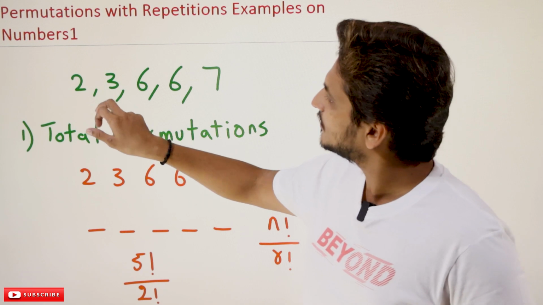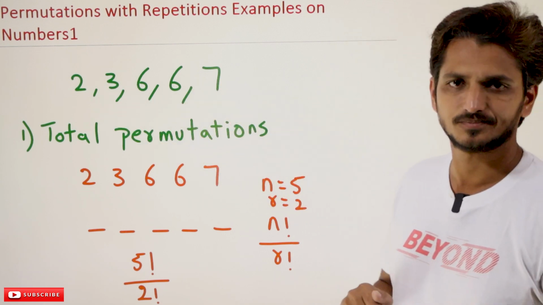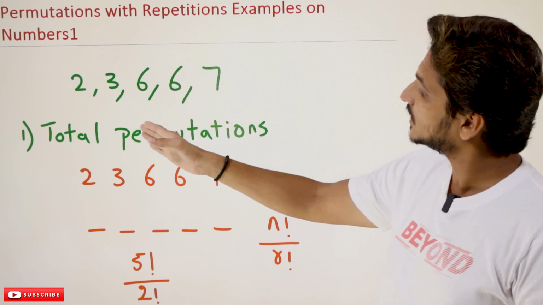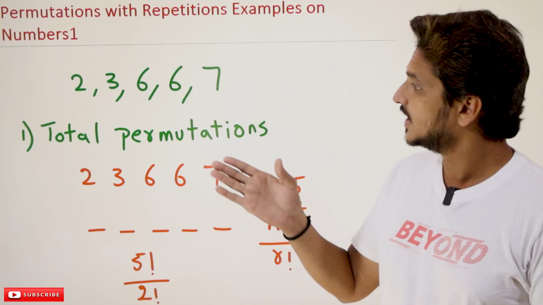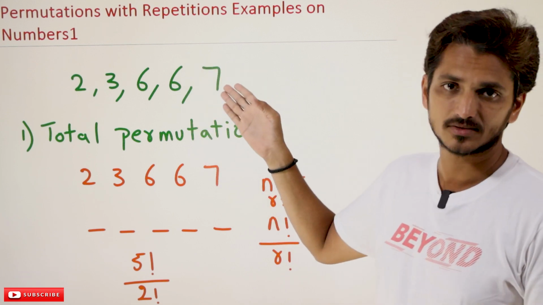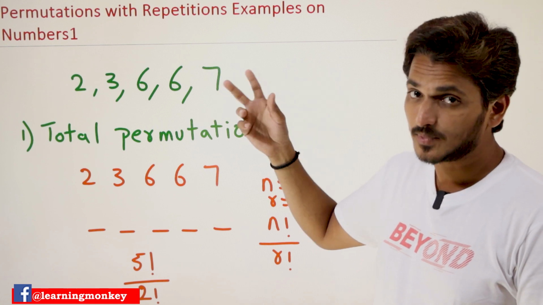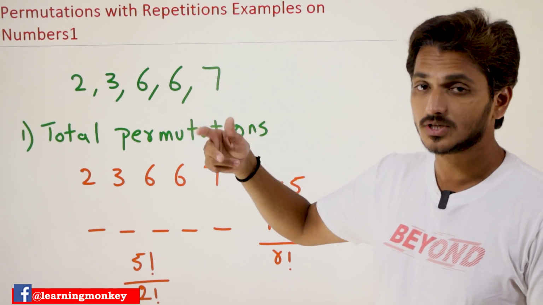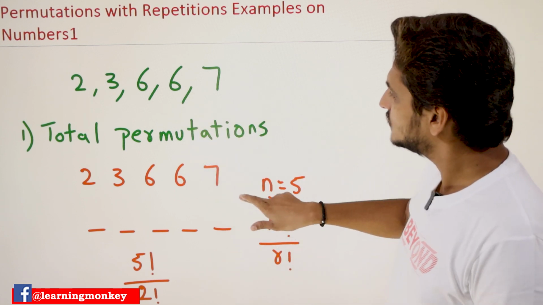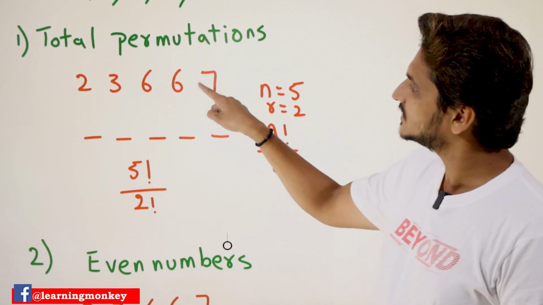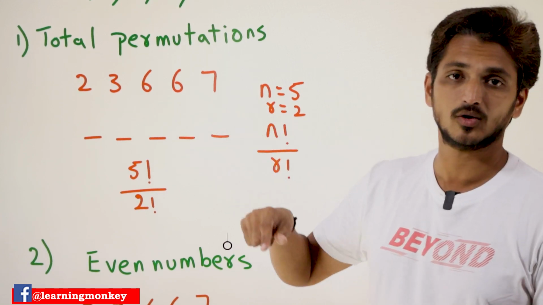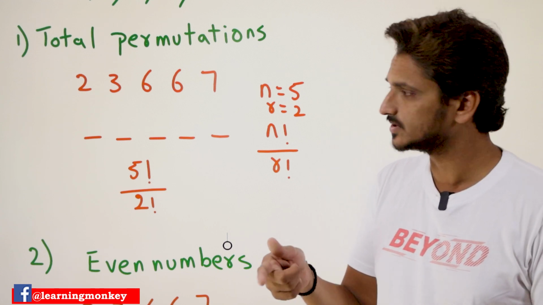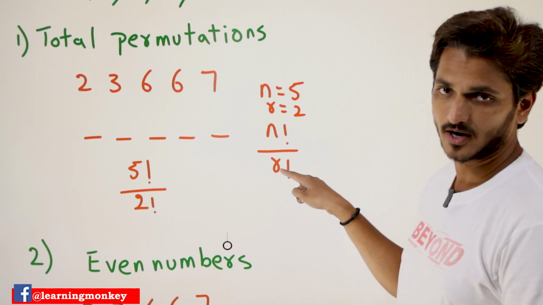So, these are the numbers 2, 3, 6, 6, 7. Using this set of numbers, you need to find how many total permutations are possible. Permutation means the number of ways you are going to arrange these numbers. Examples like these were done previously, but here we have repetition. Without repetition, these 5 digits can be placed in 5 positions in 5 factorial ways. But if you have repetitions, what's the formula? It's n factorial by r factorial.